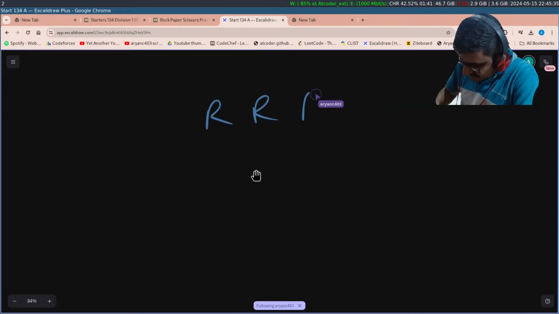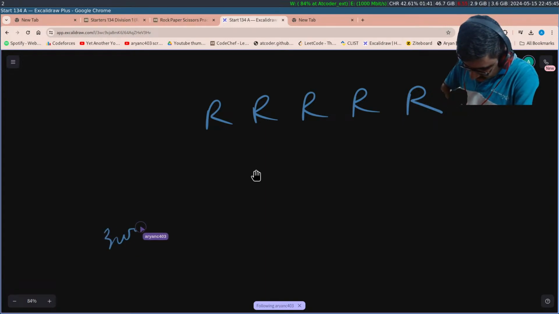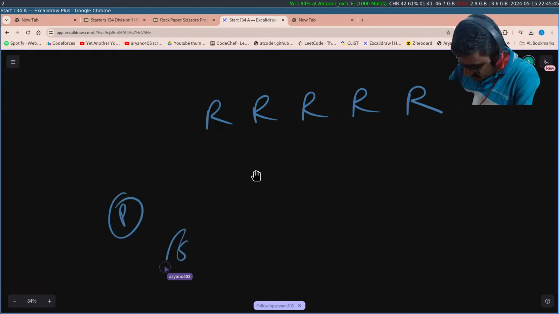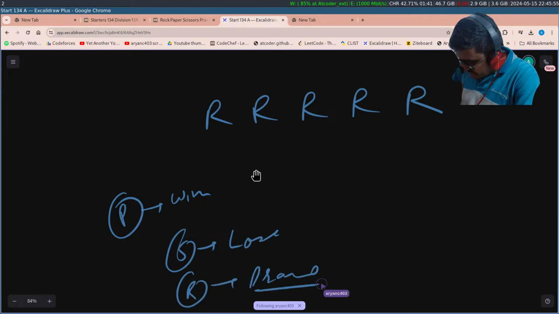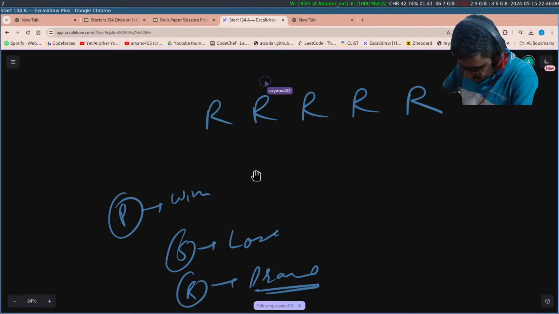If we have rock 5 times, then the best we can get is 3 wins. We know that we will get a win when we play paper, scissors makes us lose, and rock makes us draw the game. The best we can get here is by playing paper at the odd number of places.